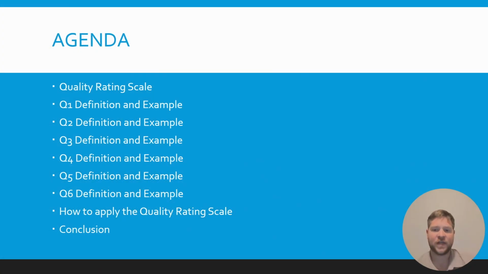All right, for our agenda, we have the quality rating scale, the Q1 definition and example, all the way through Q6, how to apply the quality rating scale, and then the conclusion. We're going to talk a little bit more about this, but this Q scale is used by every appraiser and so forth, every home valuator.